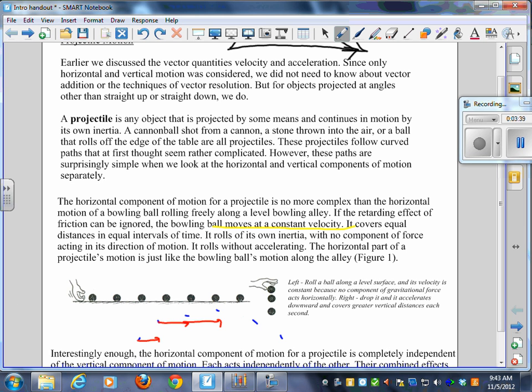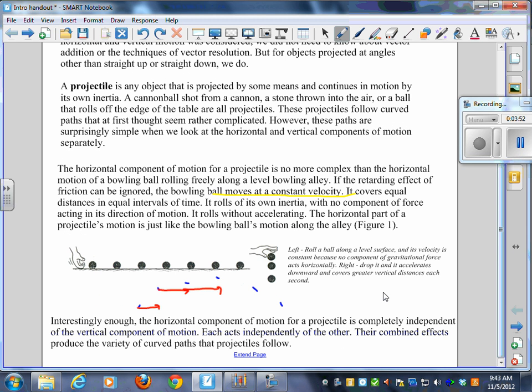It covers equal distances in equal intervals of time. It rolls of its own inertia with no component of force acting in its direction of motion. It rolls without accelerating. The horizontal part of a projectile's motion is just like the bowling ball's motion along the alley. Interestingly enough, the horizontal component of motion for a projectile is completely independent of the vertical component of motion. The X and the Y components are completely independent. It does not matter how fast it's going vertically, it's still going to go exactly the same speed horizontally. Each one acts independently of the other.